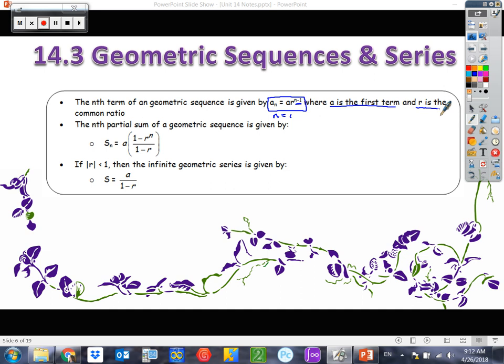R is the common ratio. So the common ratio is what you use to multiply each term by to get the next term, right? You probably remember that from last year.